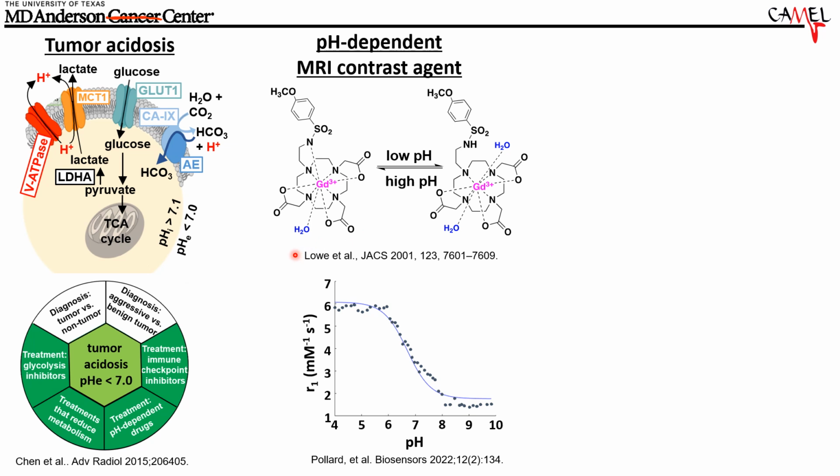Silvio Aime and his colleagues at the University of Torino that has a sulfonamide that is pH dependent and therefore has an R1 relaxivity that is high at low pH and low at high pH due to the protonation state of the sulfonamide.